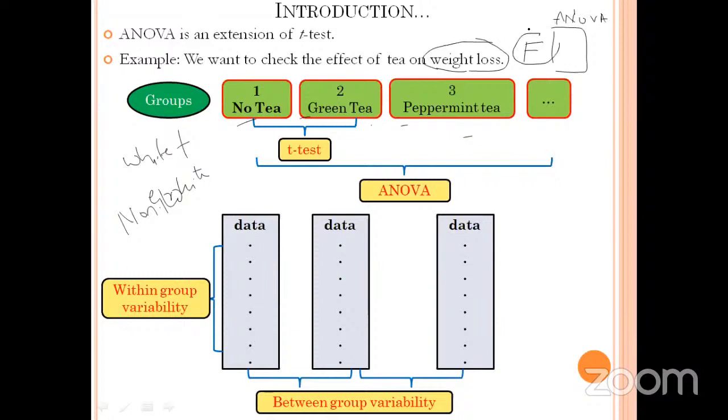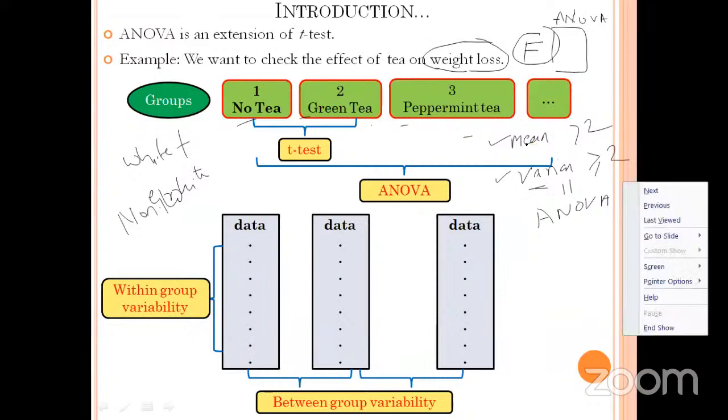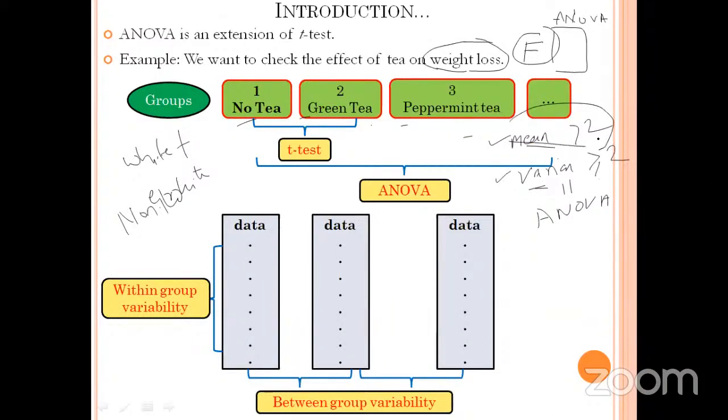So when we try to study the mean of more than 2 samples, or when we want to study the variance of 2 or more than 2 samples, then we use ANOVA. Try to remember: variance of 2 or more than 2 samples, or mean of more than 2 samples. Because if it were the mean of 2 samples, we could have gone for the t-test or z-test. For more than 2 sample means, we go for the F-test, which means it is ANOVA. Okay.